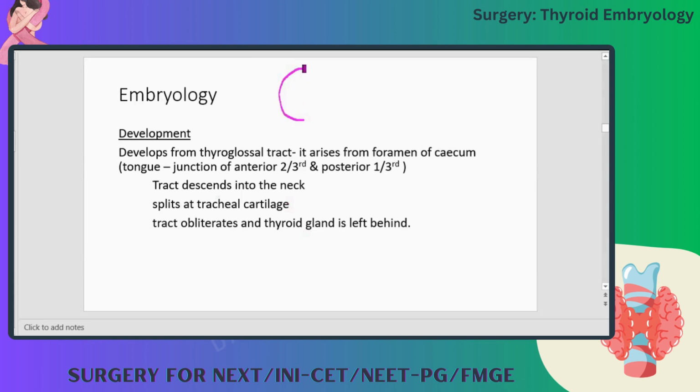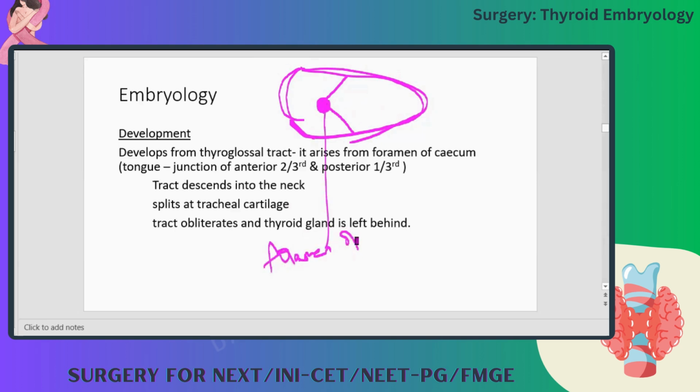Okay, so this is the tongue. The tongue has an anterior 2/3 and a posterior 1/3. Suppose this is the tongue. Anterior 2/3, taste buds, everything is there. Posterior 1/3. The junction is known as the foramen of cecum. Foramen of cecum.